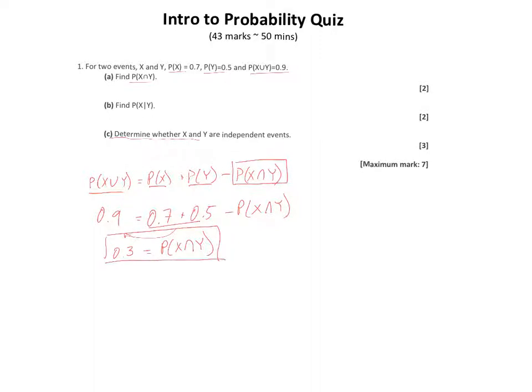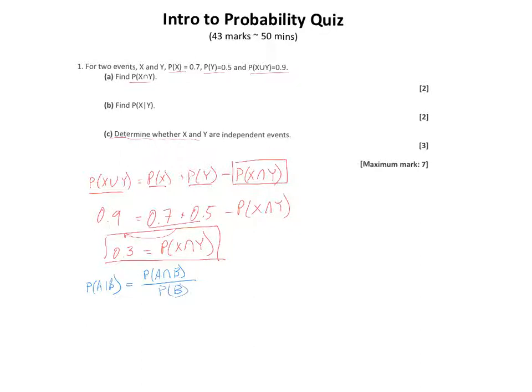All right. Part B now asks us to find the probability of x given that y is true. So in your formula packet, it gives you the probability of A given that B is true, and that is the probability of A and B divided by the probability of B, the given thing, the thing on the bottom.